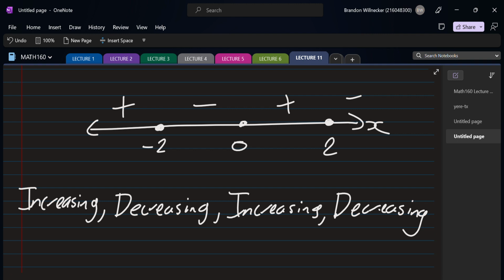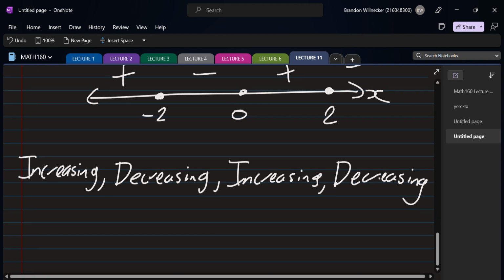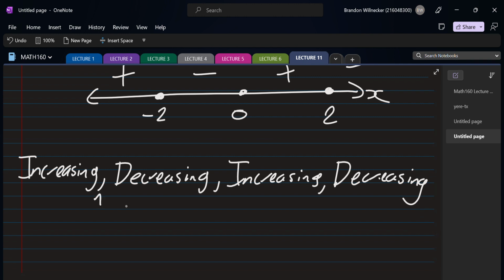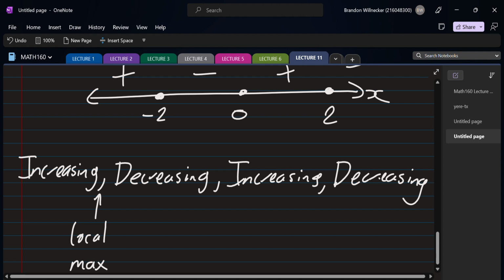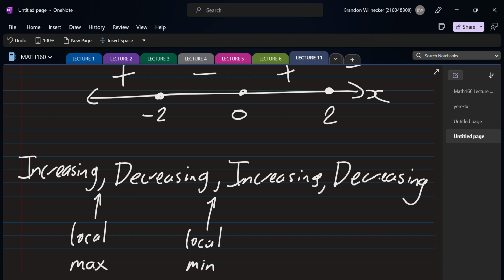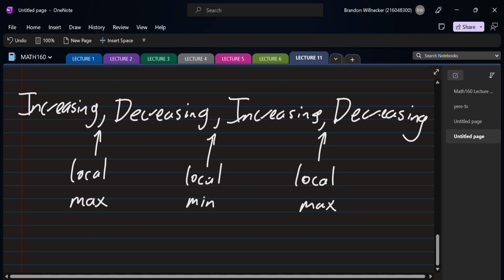Now, in between these intervals, we're going to have local max or local min. If it's increasing, then decreasing, it's going to go up, then it's going to go down. So it's a local max between here. Decreasing, then increasing, that means there's a local min between those. Again, increasing, then decreasing, there's going to be a local max between those. Okay, so we got local max, local min, local max.